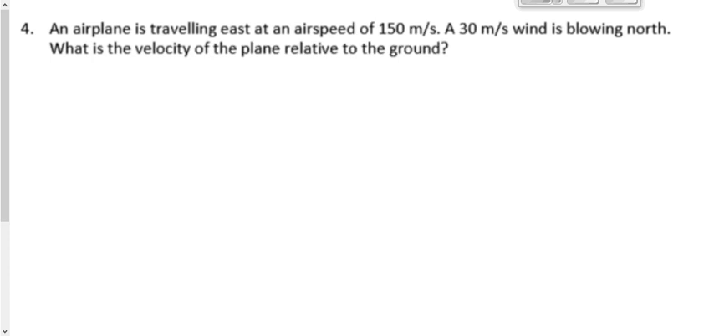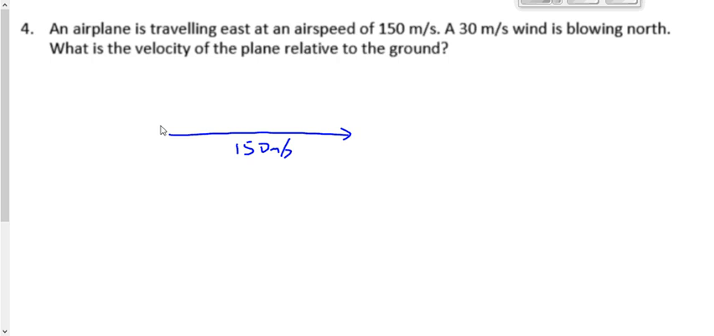Is that a solid line vector or a dotted line vector? If I'm heading east, what is it? That's a solid line vector, right? That's contributing to where this airplane actually goes. It's not where the airplane actually goes, just contributes. So I'm going to draw that as a solid line vector, make it 150 meters per second.